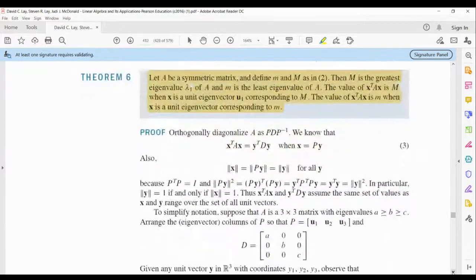And so now this lends itself to theorem 6. Okay, so big M is the greatest eigenvalue of A, and little m is the least eigenvalue of A. And in fact, the value of the quadratic form is going to be that biggest value, the maximum value, when x is a unit eigenvector corresponding to M. A unit eigenvector, so you have to scale that eigenvector so that its norm equals 1. And the value of the quadratic form is lowercase m when x is a unit eigenvector corresponding to lowercase m.